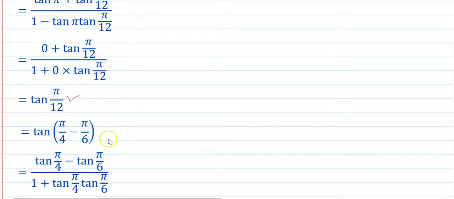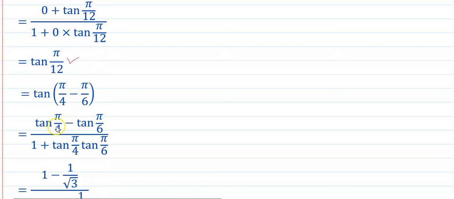Again the tan of pi by 12 can be written as pi by 4 minus pi by 6. Here if we do cross multiplication, we get 6 pi minus 4 pi upon 24 pi. 6 pi minus 4 pi you will get 2 pi upon 24 and overall you will get here pi by 12. Okay, now again the expansion of this tan of a minus b.